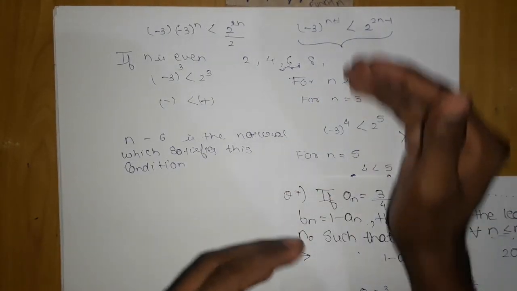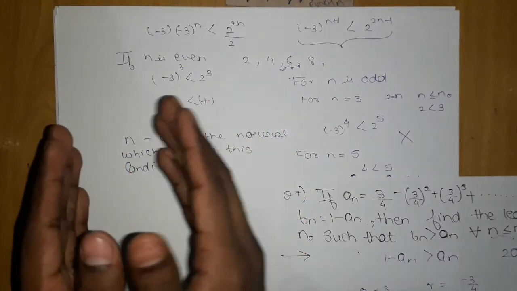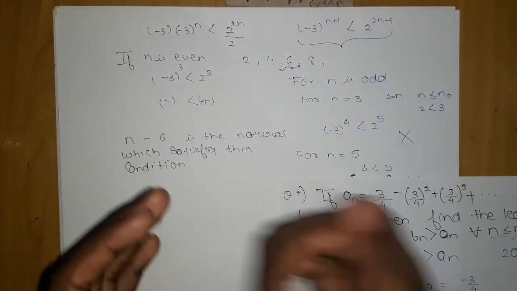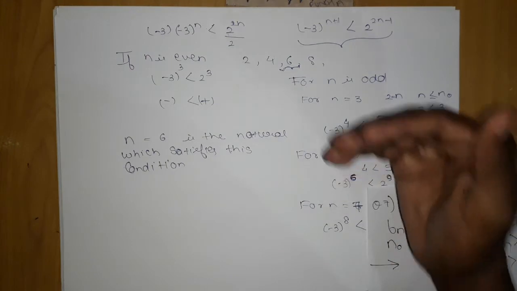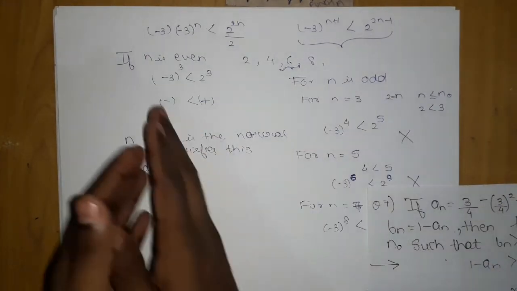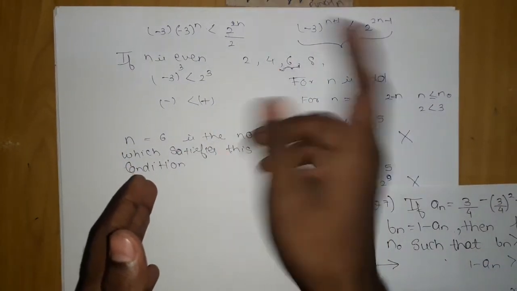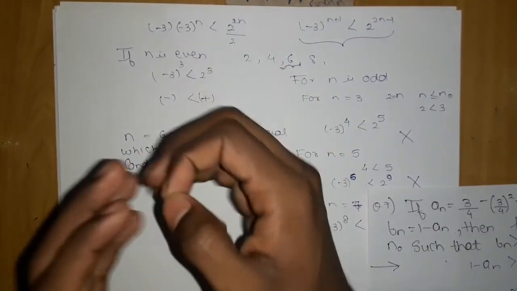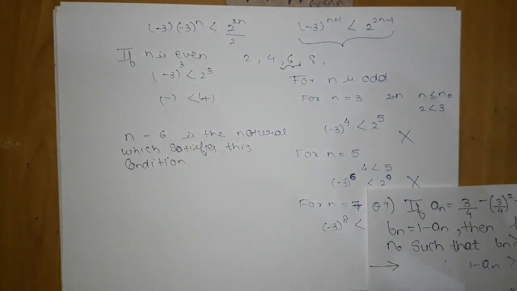For n equal to 1, this condition fails. Okay, so 2 is 2. After 2 it is 3. Okay, n equal to 3 also fails. Similarly, n equal to 5 also fails. Okay, so all the natural numbers which are even before 5 will also be rejected. Okay, we want to find the least natural number. After that, all natural numbers satisfy this condition.